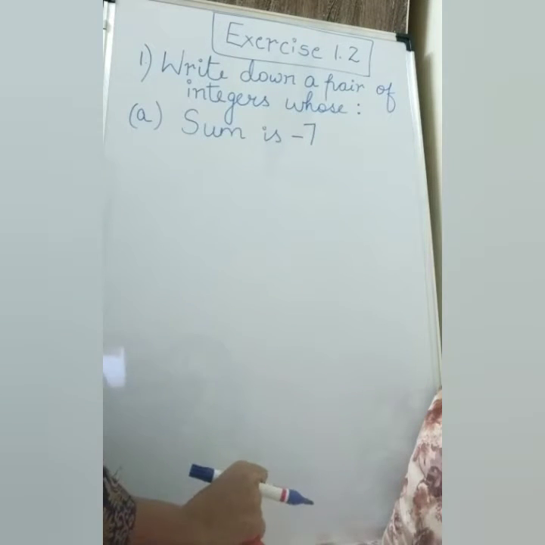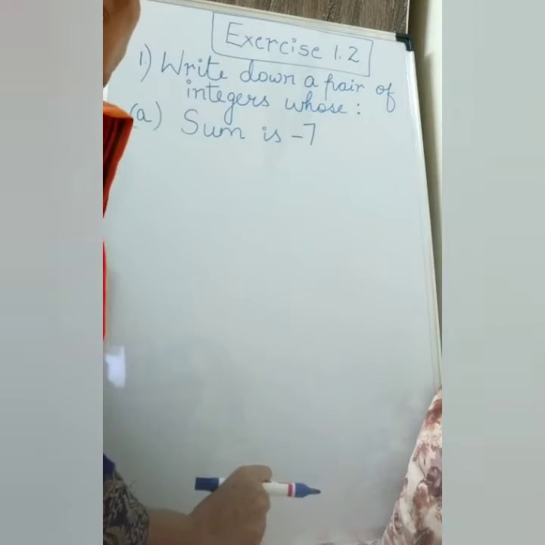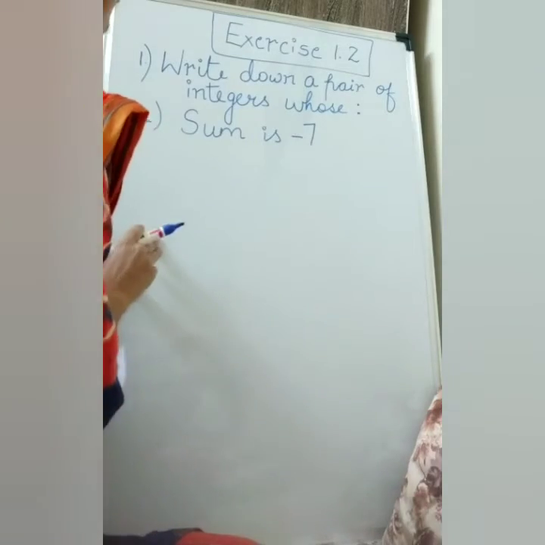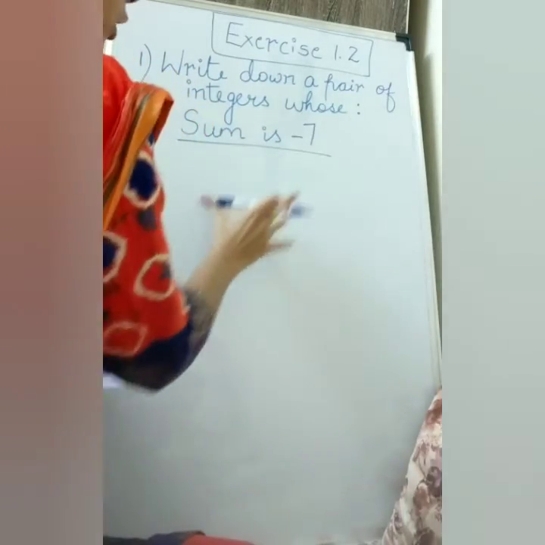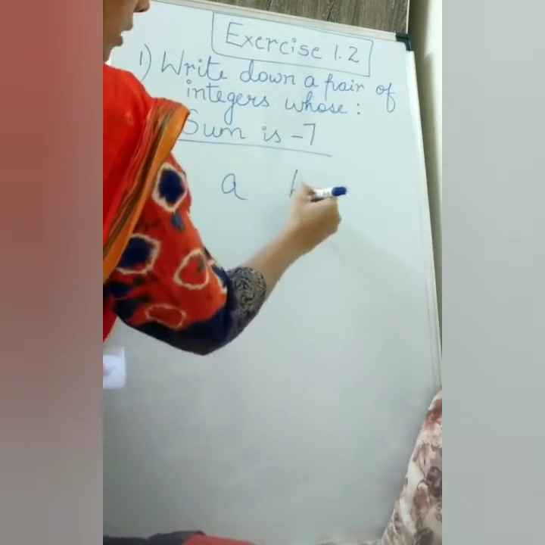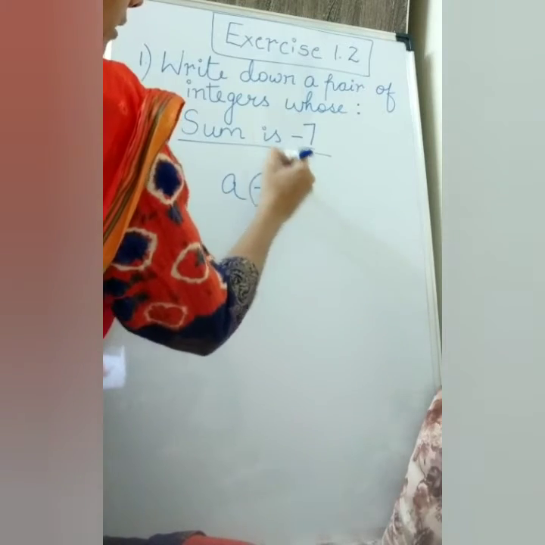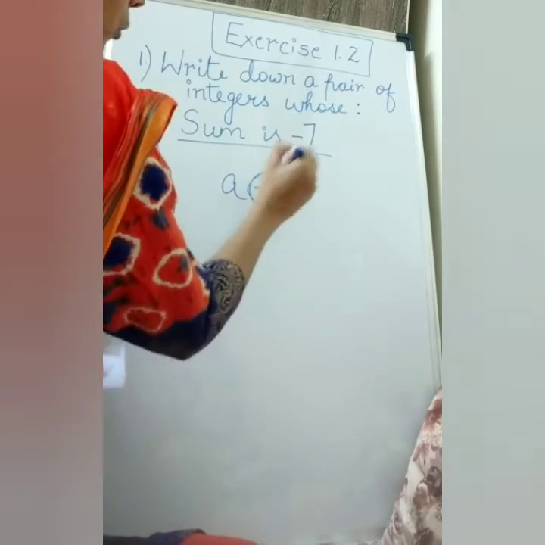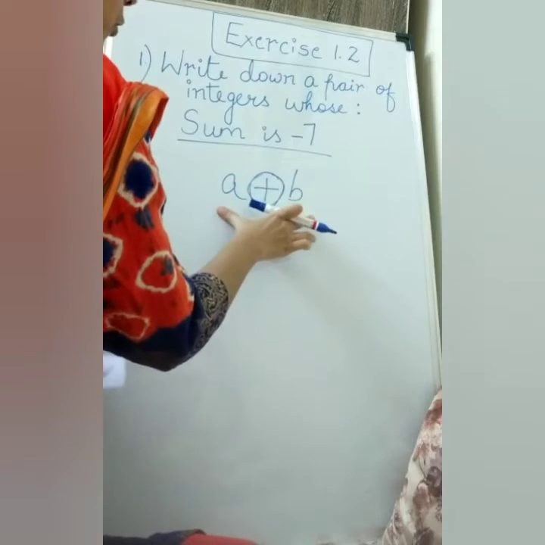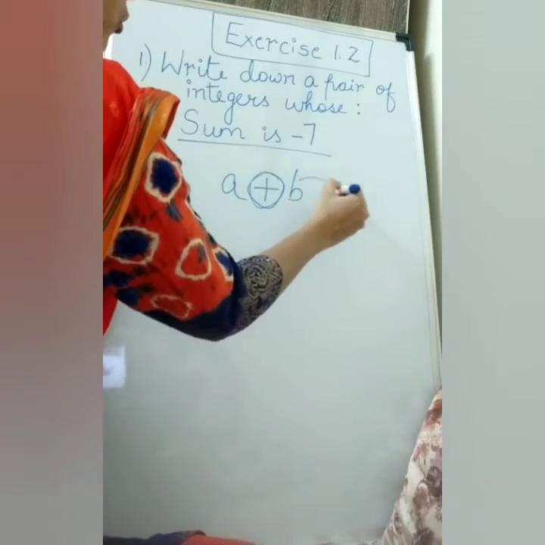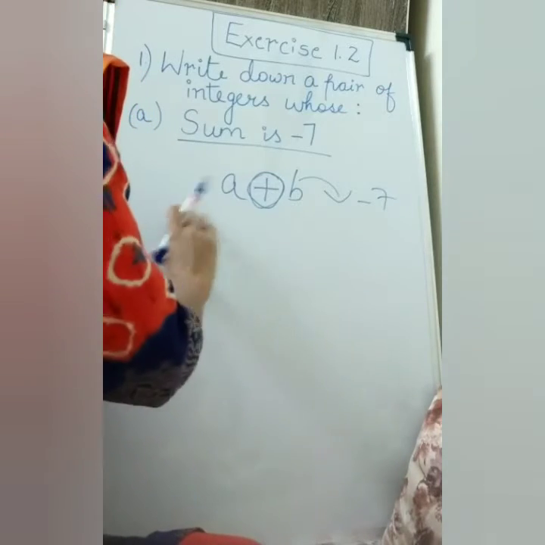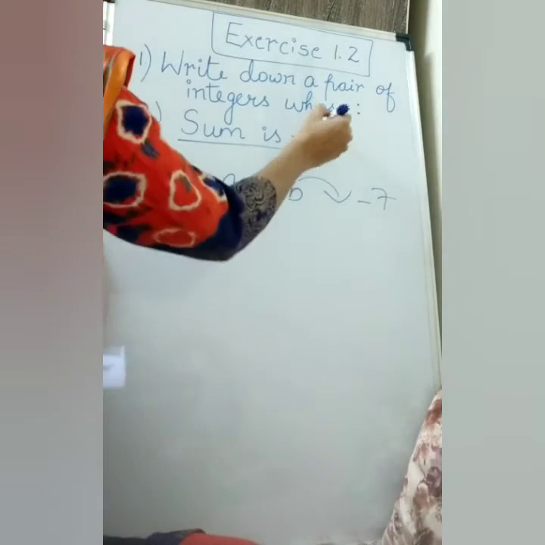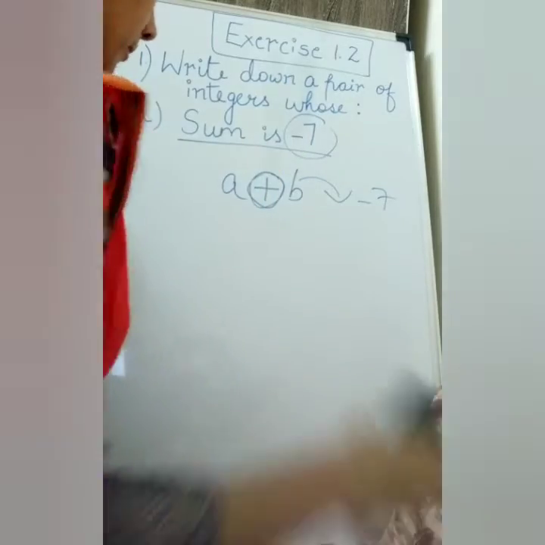Okay, now we'll start with exercise 1.2, question number 1. Question number 1 is saying, write down a pair of integers whose sum is minus 7. Now what you have to do is add two integers. They have written sum, it means you have to use the plus sign. You have to use two integers, and the sum should be minus 7. So you will add two integers to get minus 7.